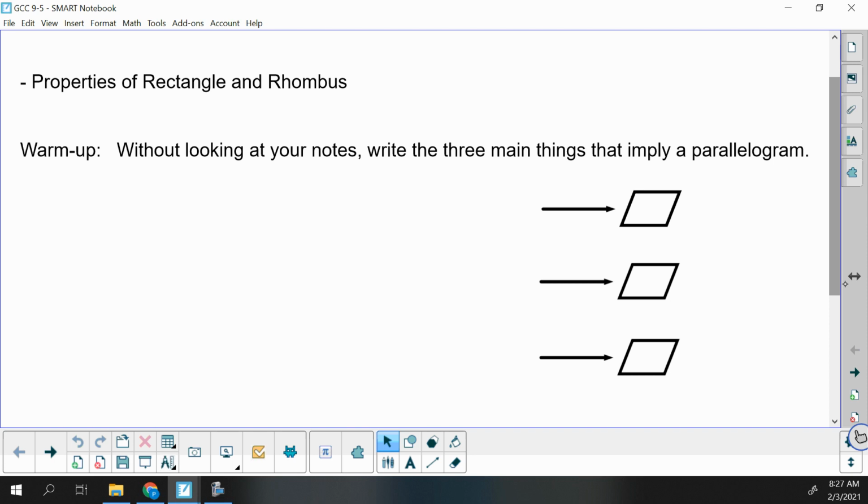Now, they're all going to be implies parallelogram. So when you type in your answer, you can just type in the part that comes to the left of the arrow. And for symbols like congruent, parallel, you'll just have to write out the words for them. So go ahead, pause it now, and give the warm-up a try.